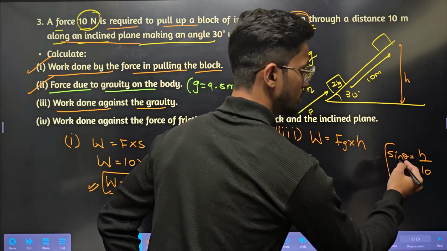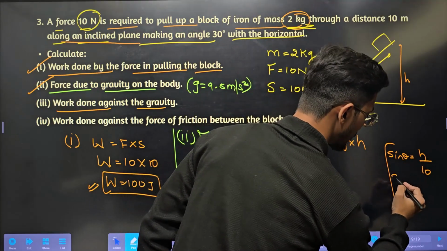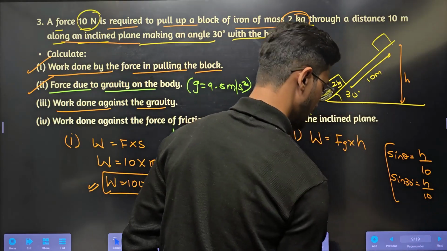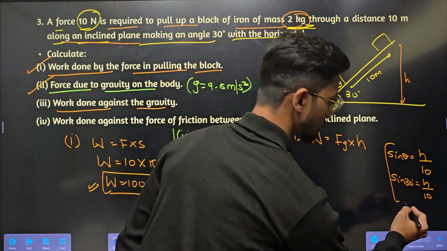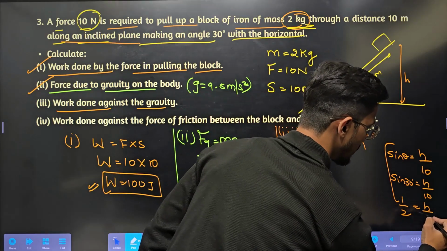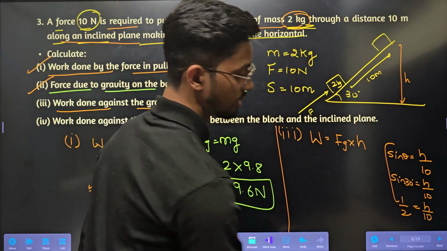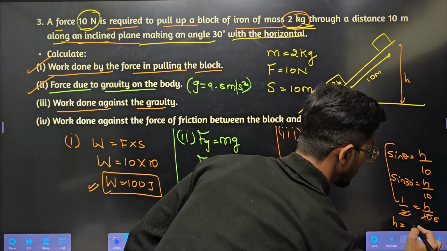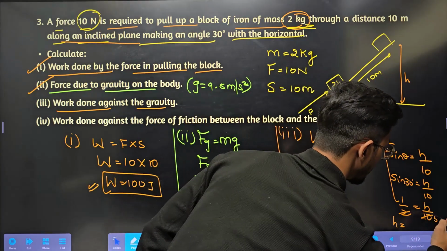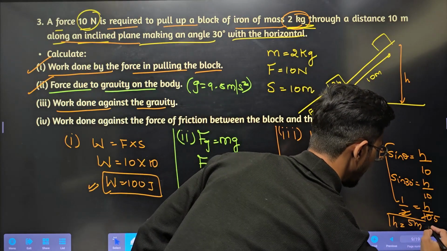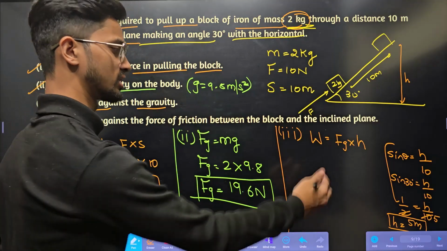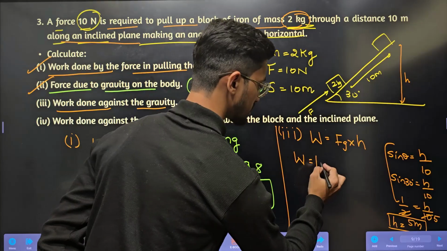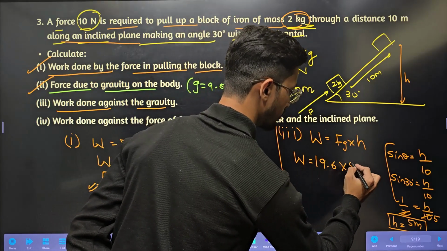Here it is sine 30 degree, right? Sine 30 degree is equal to h by 10. How much is sine 30? Sine 30 is 1 by 2. 1 by 2 is equal to h by 10. So if it goes here, h is equal to 10 by 2, which is nothing but 5 meter. H will be equal to 5 meter. Let's substitute. W is equal to gravitational force, how much we got? 19.6 into 5.